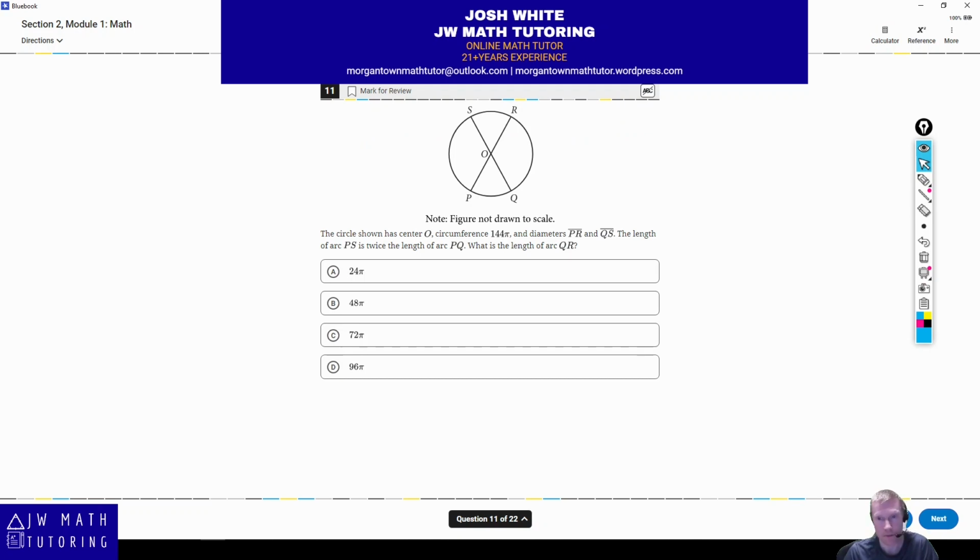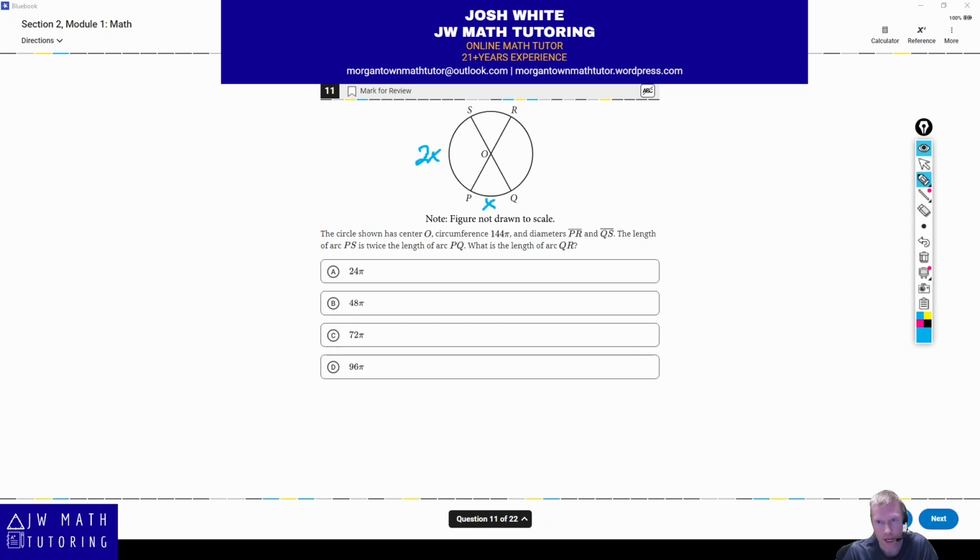All right, next up, number 11, we have a geometry-related question. So they tell us that the circumference of the circle is 144 pi. PR and SQ are both diameters, meaning they go through O, which is the center of the circle. Okay, and they also tell us the length of arc PS is twice the length of arc PQ. So this might be 2x, and this is x.